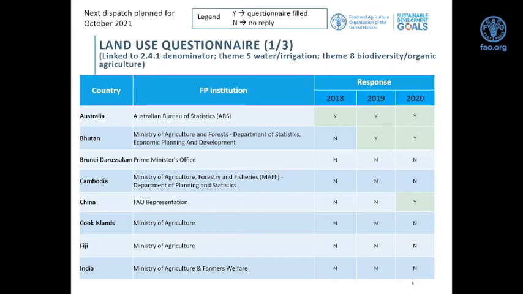So for the land use questionnaire, for the countries that are participating in this workshop, we would like to thank those countries that have already responded to the questionnaire for 2020. We will have another dispatch coming up later this year with a deadline for responding of October 2021.